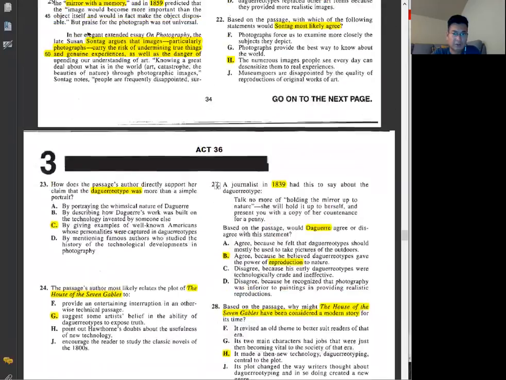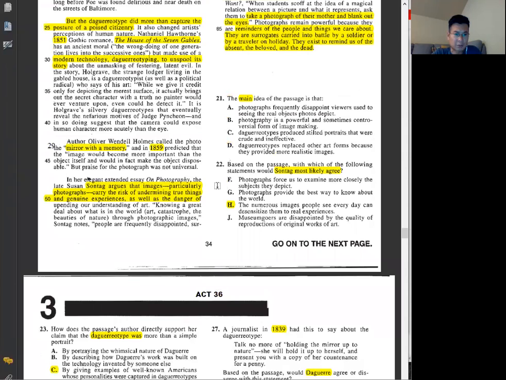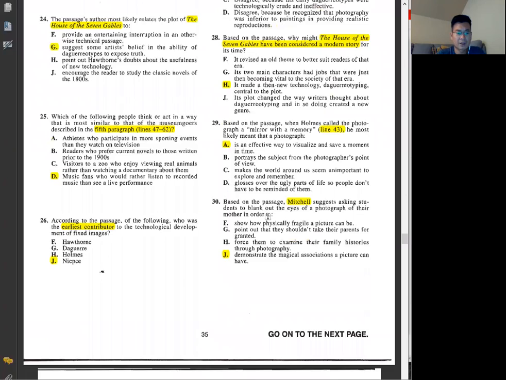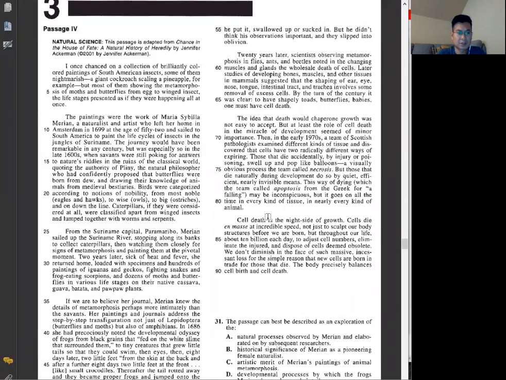And then only one left, which is 21. Main idea of this passage is photograph itself has important effect, meaning, even though some people can disagree, still it gives us enough of things that whatever you can see. That's why it's B, which is powerful and sometimes controversial, which is some critics have to talk about some negative things about it. Okay, move on to the next one, natural science.